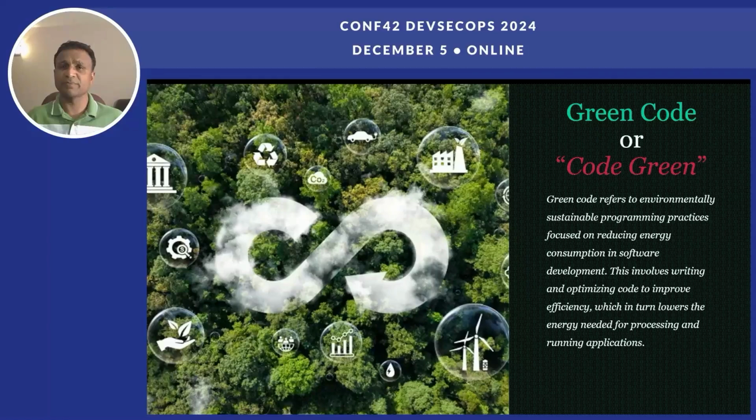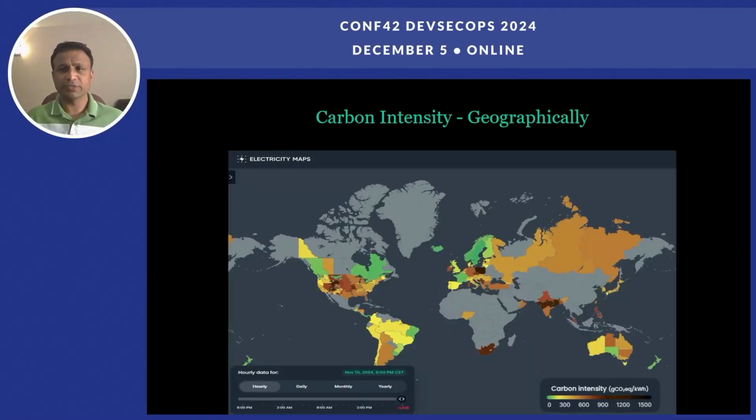sustainable software practices? This picture shows the carbon intensity of electricity consumption around the world. So what is carbon intensity? Carbon intensity is a metric that measures the amount of carbon dioxide and other greenhouse gases per unit of activity. The map is a carbon intensity map of the power grids across the world.